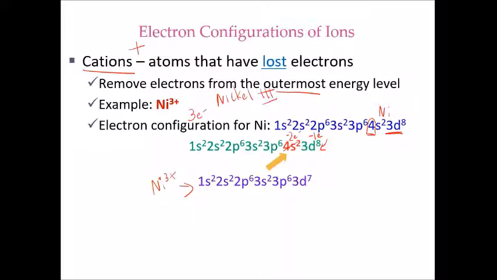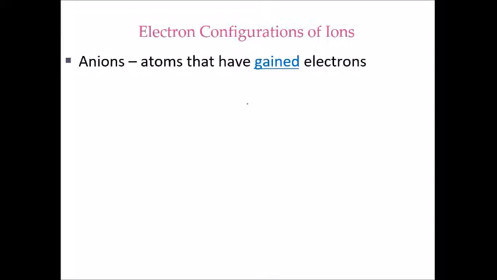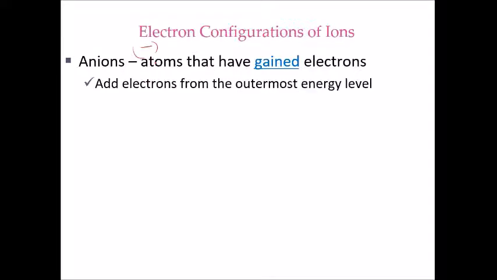The other one we're looking at here is the anion example. Anions are atoms that have gained electrons. These are the negatively charged ones. And you add electrons, let's change that to 2 here, to the outermost energy level. You just add.